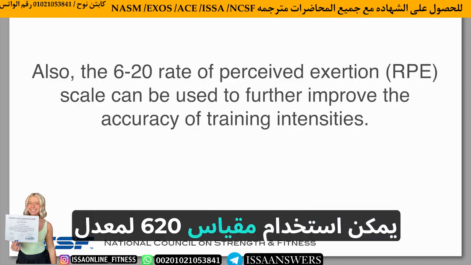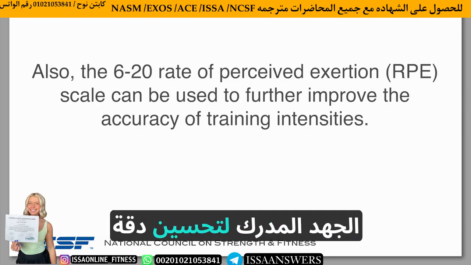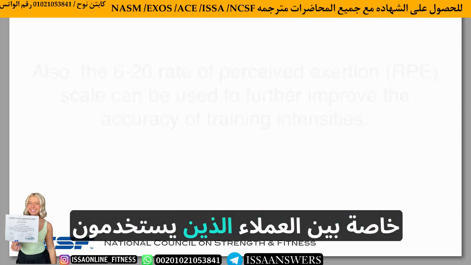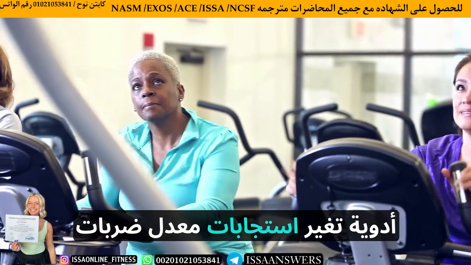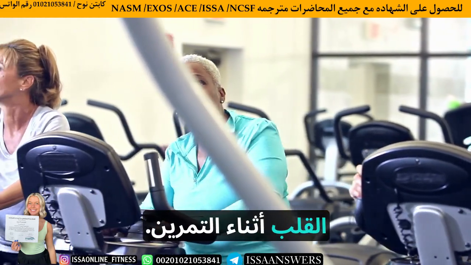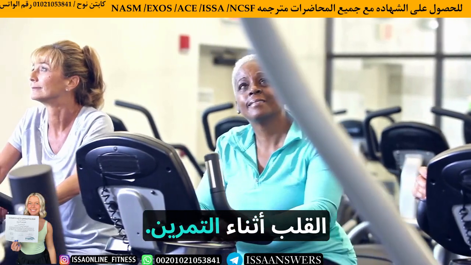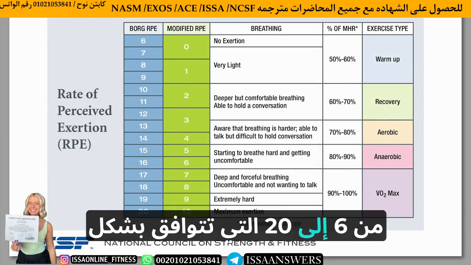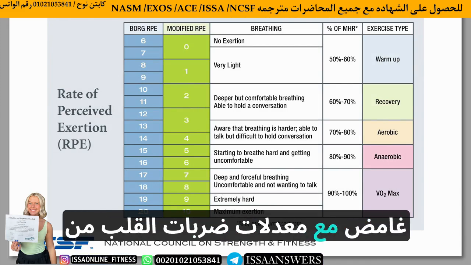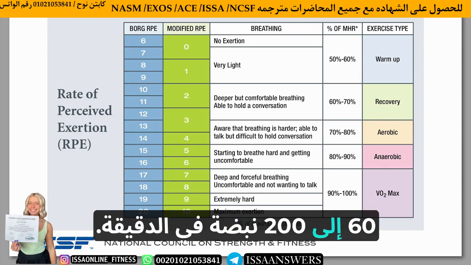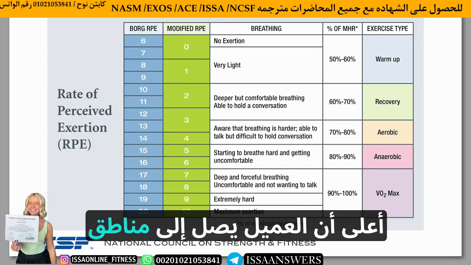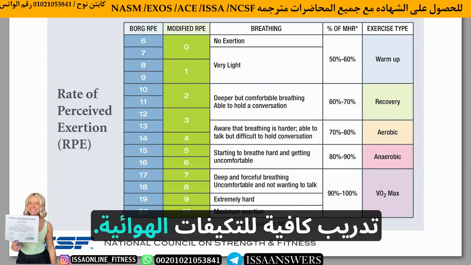Also, the 6 to 20 rate of perceived exertion scale can be used to further improve the accuracy of training intensities, especially among clients using medications that alter heart rate responses during exercise. Remember, this is a subjective perception of intensity, with the 6 to 20 values vaguely correlating with 60 to 200 beat per minute heart rates. An RPE of 14 or higher means the client is reaching training zones adequate for aerobic adaptations.